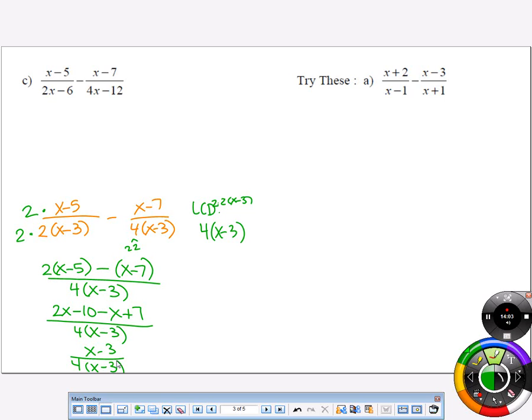Once I have that common denominator listed in its factored form, and I've done all the work to add or subtract in the numerator, I can then look to see, is this my final answer, or can I simplify it further? What do you guys think at this point? Zeke? You can take out the x minus 3 in the numerator. Good. There's a common factor of x minus 3 in the numerator and the denominator, meaning that our final answer to this problem is 1/4.